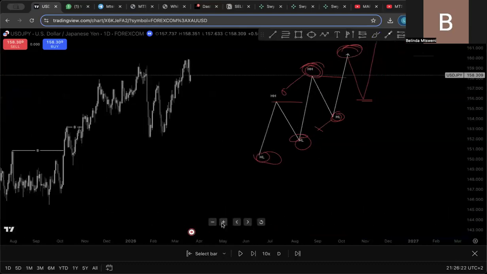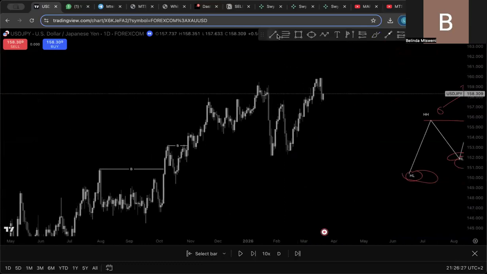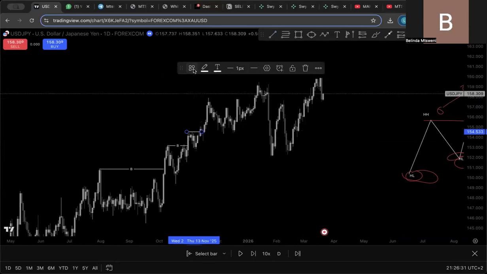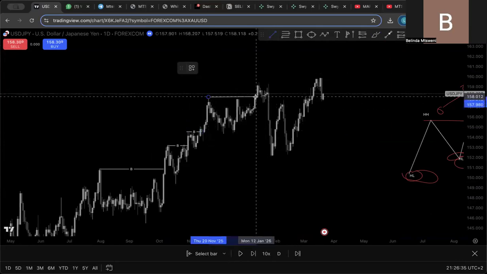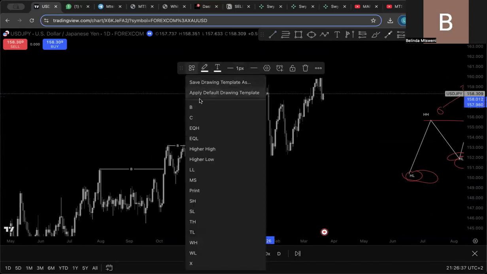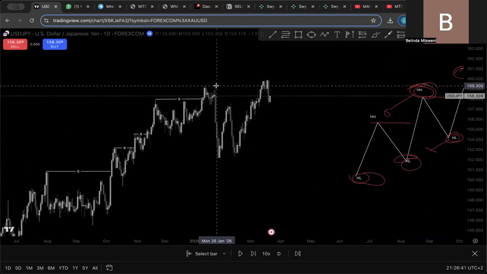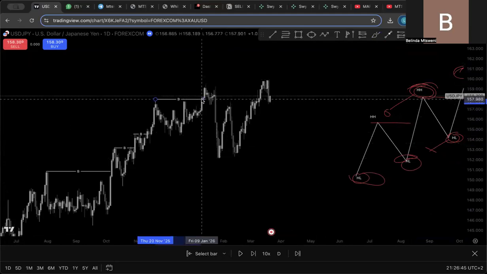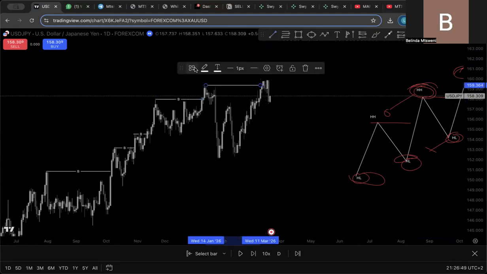If I zoom in a bit for you guys, we would notice that price has been breaking all kinds of highs and respecting all kinds of lows. So we had a break of structure over here. This is how I went about USDJPY. We had a break of structure over here, and then another break of structure over here, which was yesterday.